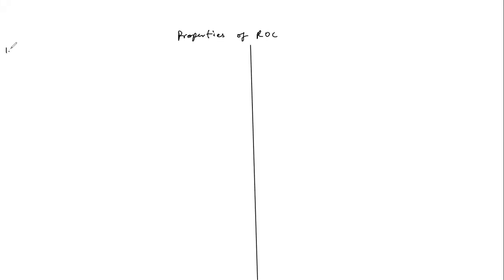So the first point to note here is that the region of convergence never contains any pole, just like I mentioned. And then the second point is the region of convergence is always the region of the s-plane to the left or right of the vertical line, or a strip between two vertical lines. So let's put that down. ROC.